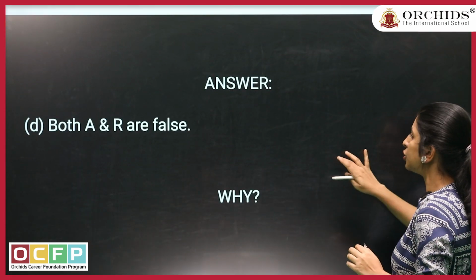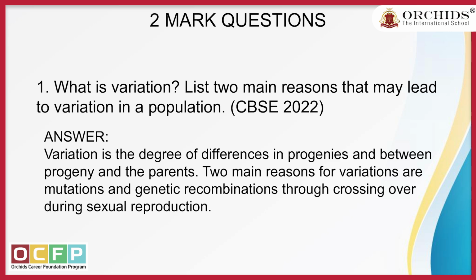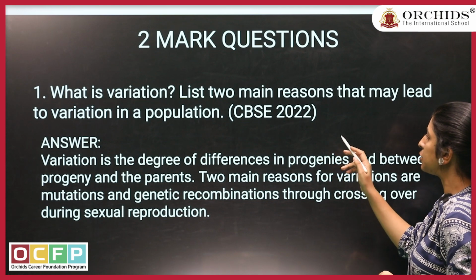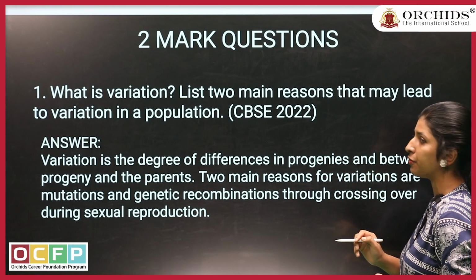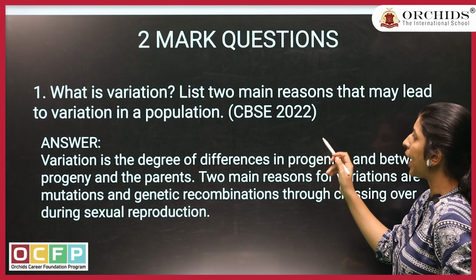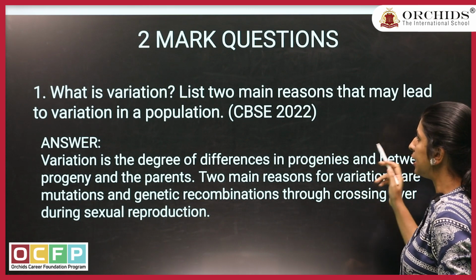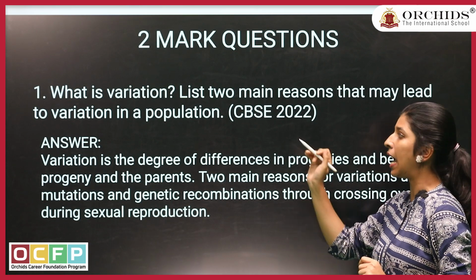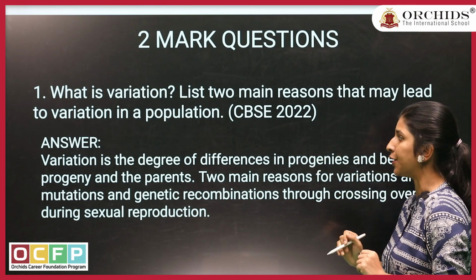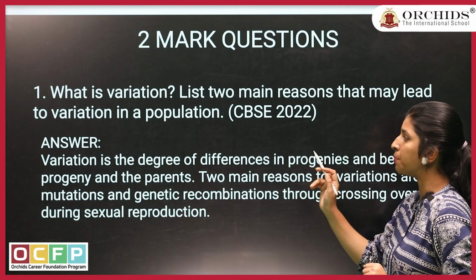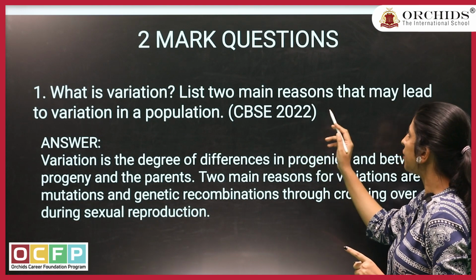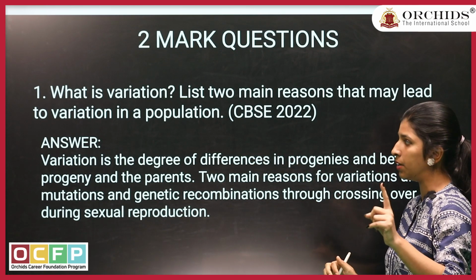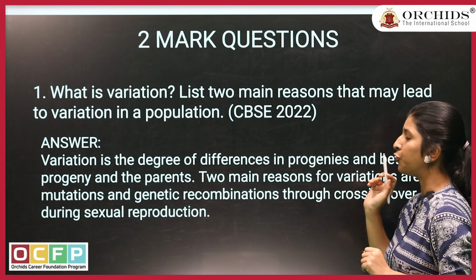Now let's move on to the next set of questions, the 2-mark questions from the chapter Heredity. The first question from the CBSE 2022 question paper for the 2-mark questions from the chapter Heredity is: what is variation? List 2 main reasons that may lead to variation in a population. This question has 2 parts and each part carries 1 mark. So what is variation? That part carries 1 mark, and listing the 2 main reasons that lead to the variation carries 1 mark. So in this case, we have to keep that in mind.